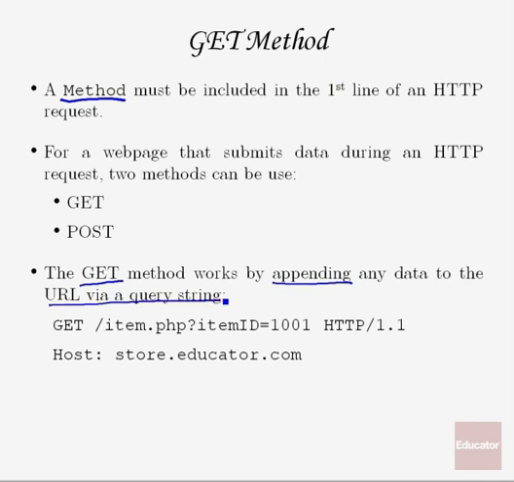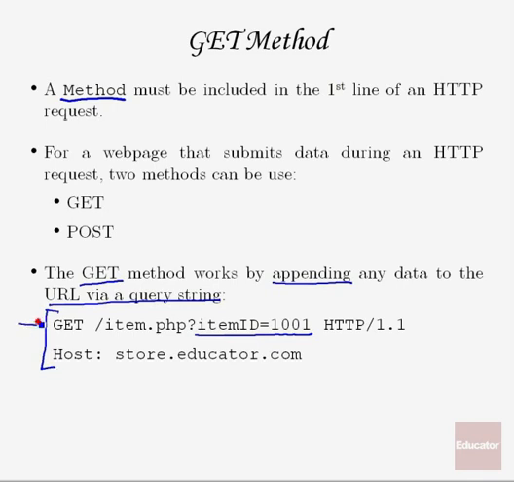So for example, when we go to item.php and we want to see item ID 1001's page, the URL we use is item.php?itemID=1001. So the way that works for the get method is this is an HTTP request for a get method from a web page that supplies information or form data to the web server.